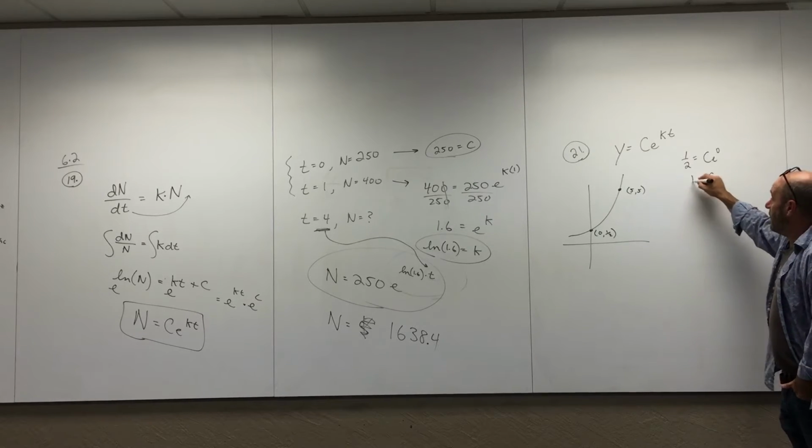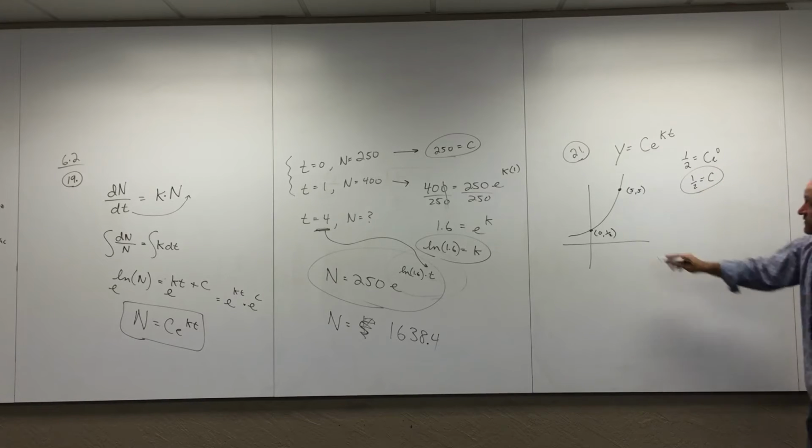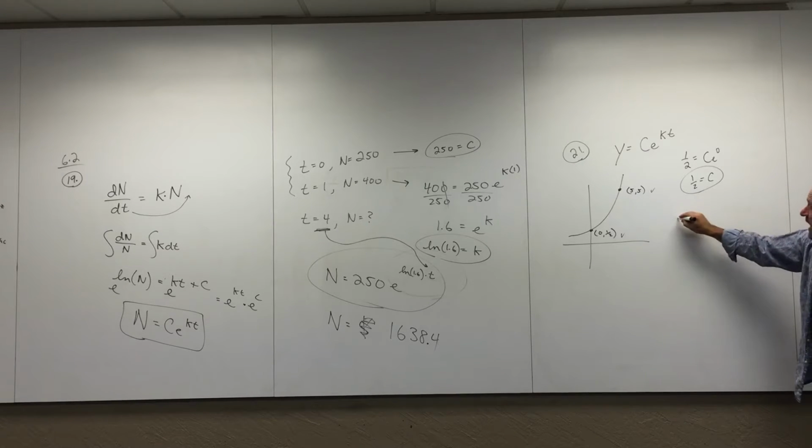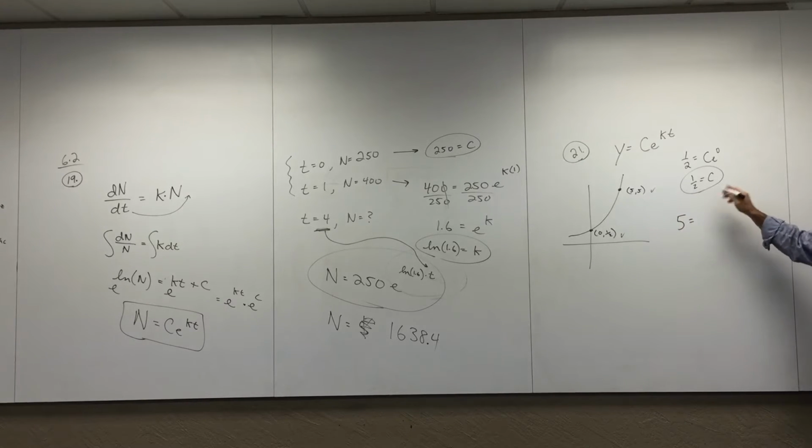So now I know c. So that point gave me that information. Now this point will probably help me find k. This point says y is 5. By the way, now c is 1/2, e to the k, and t is 5. And I just solve for k. On your mark, get set, go.